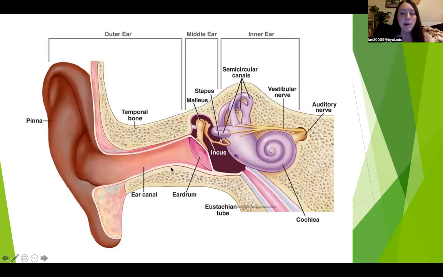And then this is the vestibular nerve and the auditory nerve, which combine to create the vestibulocochlear nerve, which is cranial nerve 8, I think. Oh, and also just knowing what constitutes the outer ear, middle ear, and inner ear, because we're going to talk about different types of hearing loss and which parts of the ear that includes.